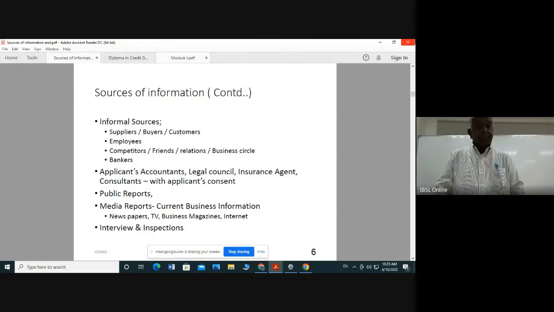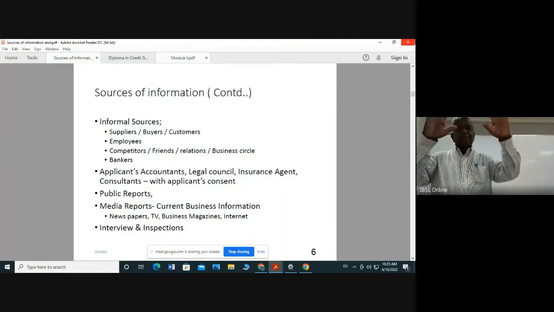Then public reports, media reports, current business information, newspapers, TV, business magazines, the internet, and finally, interview and inspection. These are the sources of information about the customer. So depending on the customer's nature of business, you can collect information which will be helpful for your credit evaluation or analysis.